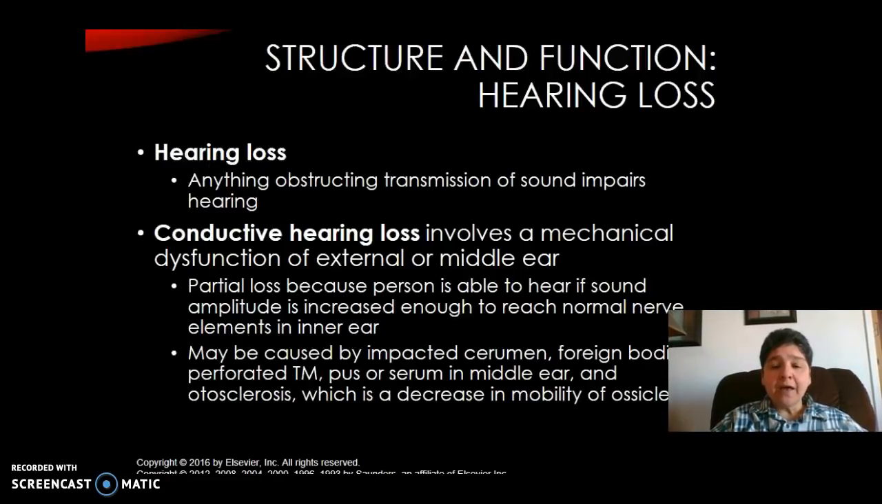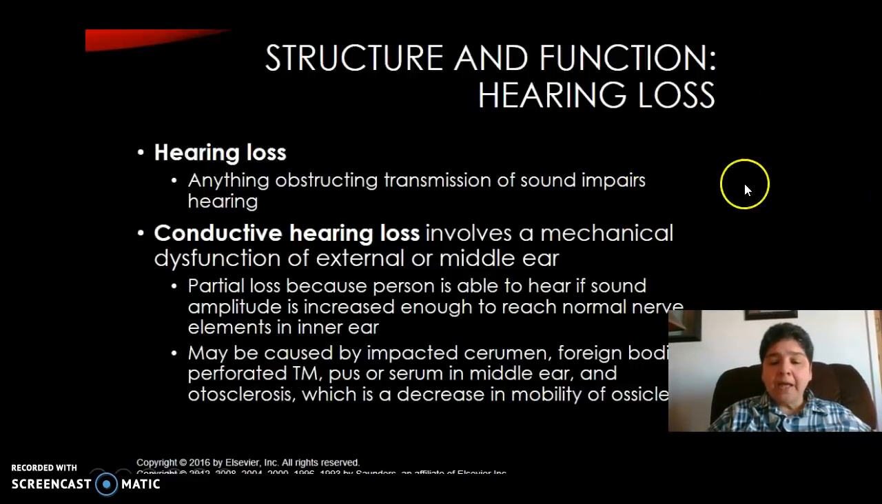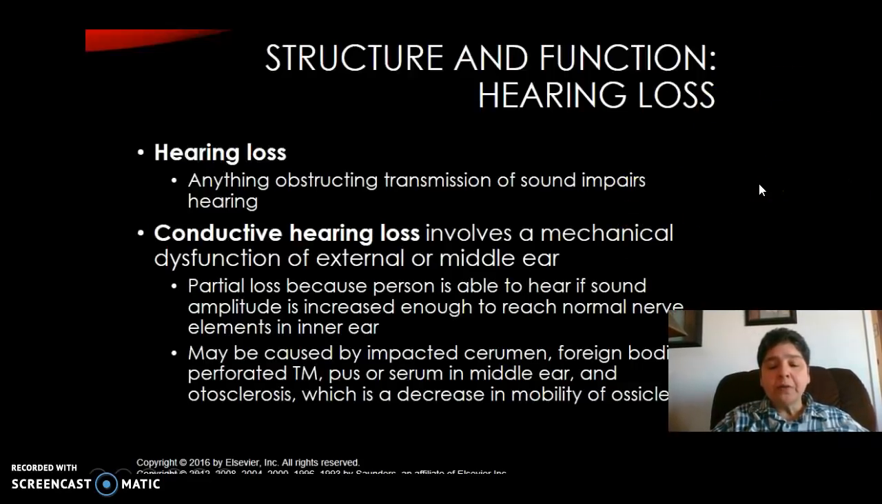Otosclerosis is where we actually have stones. So you've all heard about kidney stones. You can get stones in your ear as well. And those are called otoliths, O-T-O-L-I-T-H. An otolith is a stone found within the ear, and that can cause problems as well. And otosclerosis also could be caused by just those bones not being able to move appropriately.